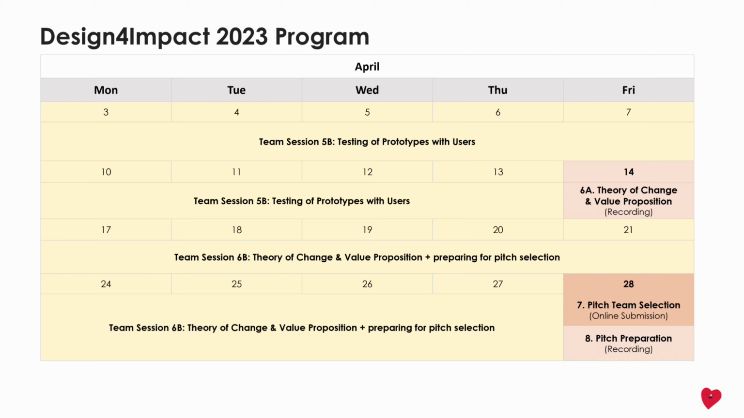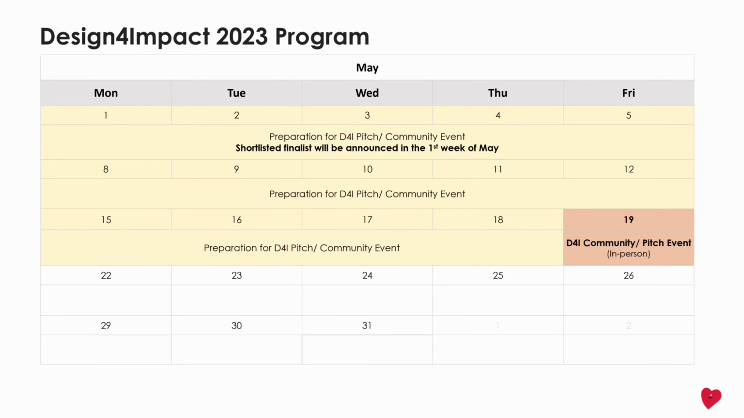Then we have another 2 weeks to prepare for the pitch team selection. So that's going to happen on 28th of April. And from then on, selected teams will be preparing for the Design4Impact community and pitch day on 19th of May. So we shall be talking a little bit more about this in this video.